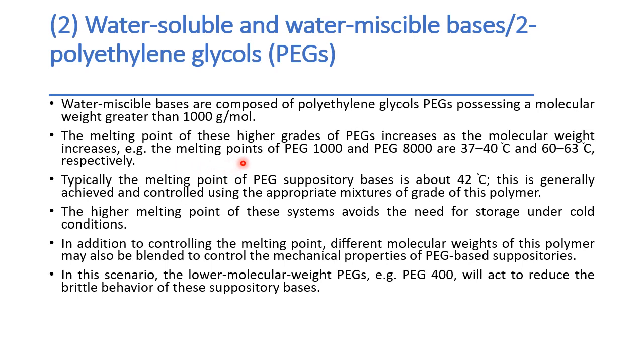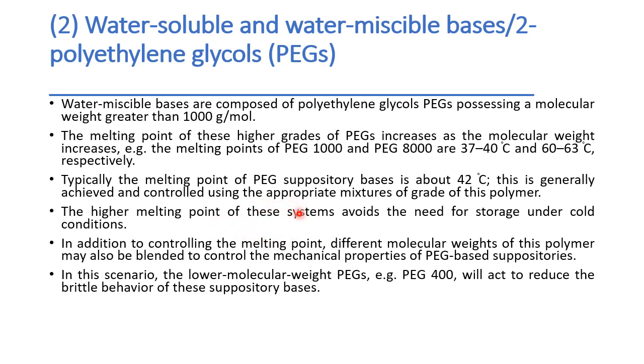For example, the melting point of polyethylene glycol 1000 is in the range between 37 to 40 degrees centigrade, while the melting point of polyethylene glycol 8000 is in the range between 60 to 63 degrees centigrade. The melting point of polyethylene glycol suppository bases is typically in the range of 40 degrees centigrade. This is achieved and controlled by using appropriate mixtures of grades of this polymer.